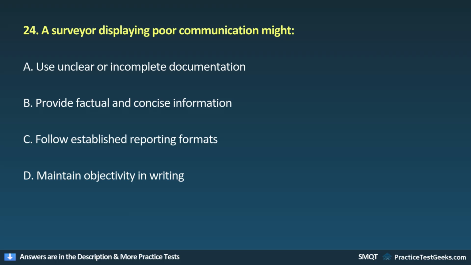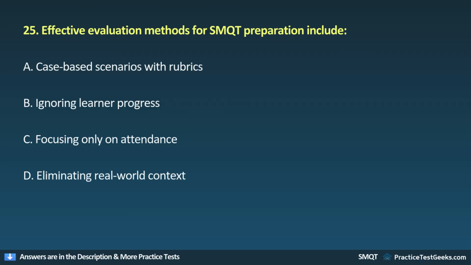24. A surveyor displaying poor communication might A. Use unclear or incomplete documentation. B. Provide factual and concise information. C. Follow established reporting formats. D. Maintain objectivity in writing.